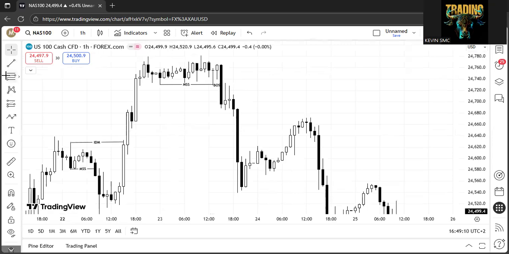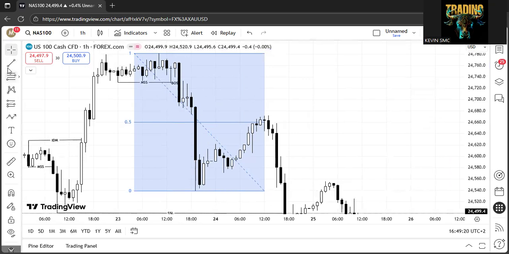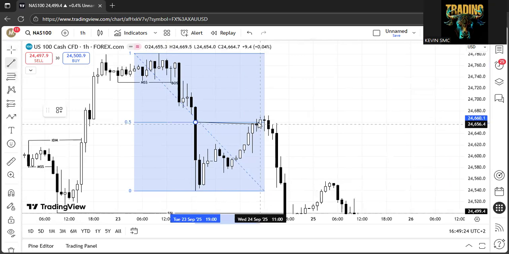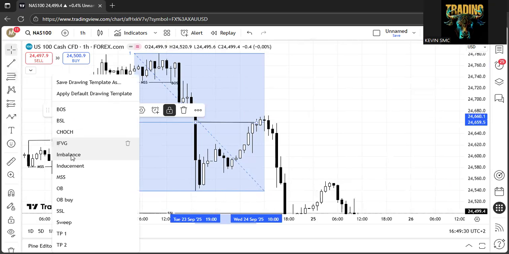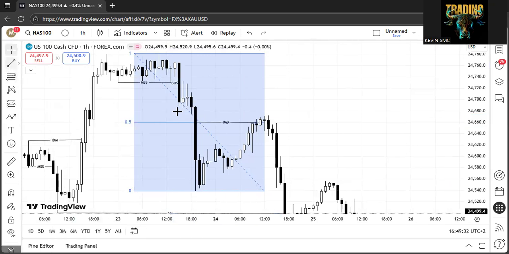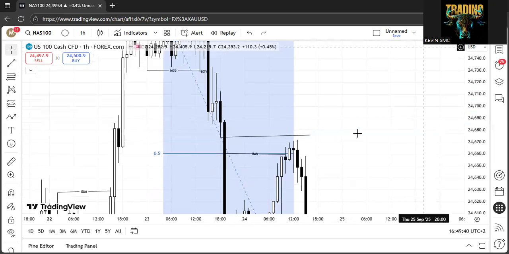So the next thing we do, we are going to use our Fibonacci retracement tool, and then we actually have an imbalance at our equilibrium. We can mark this as our imbalance, and then we actually have an order block as well. We have an order block right here. This is our order block.